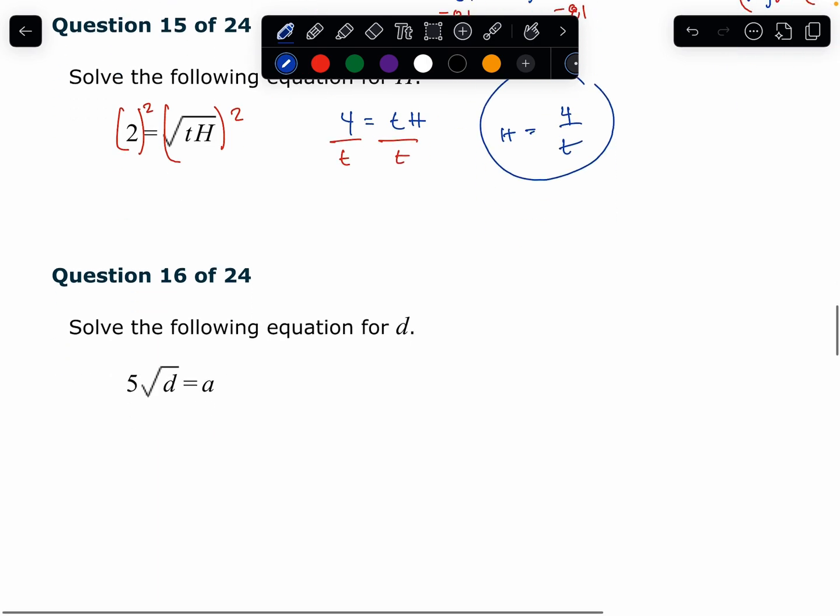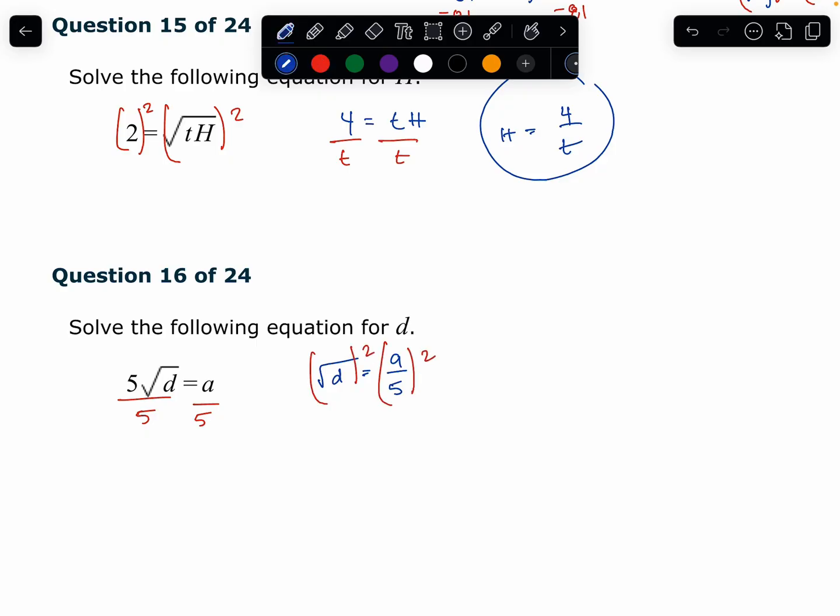Do the same thing for 16, solve for the variable d. This time though, I'm going to have to divide by 5 first, so divide by 5. So I'll get the square root of d is equal to a divided by 5. And then I'm going to square both sides. So on the left side, I'll get d is equal to, I'm going to use the property of exponents, so square the top and the bottom. So a squared over 25 whenever you square top and bottom.